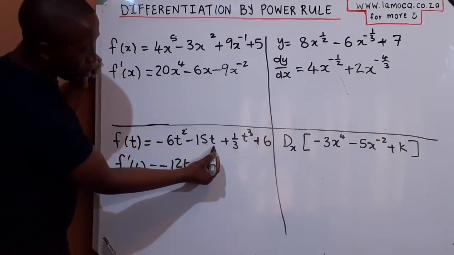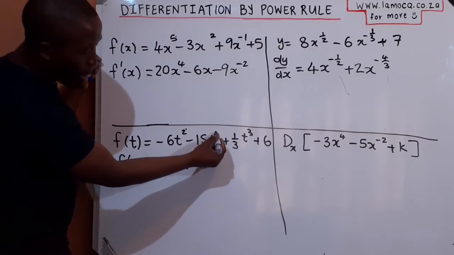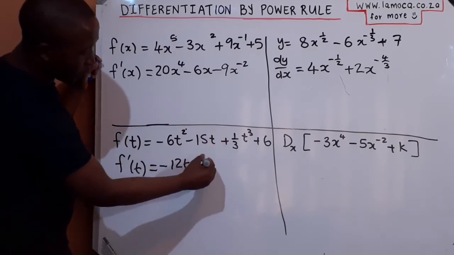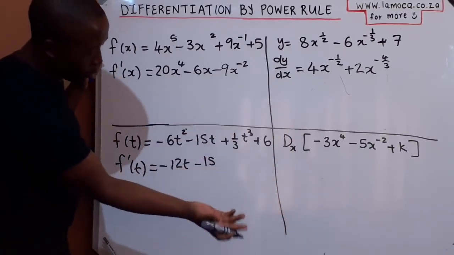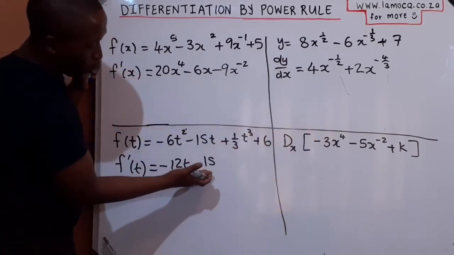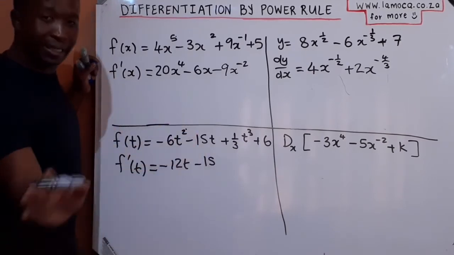Now, the current exponent on t is a 1, even if it's not written. So 1 times negative 15 will give you negative 15. T to the power of that 1 minus 1 gives you a 0. And anything to the power 0 is 1. So this is as good as 15 times 1, so I'm not writing it.